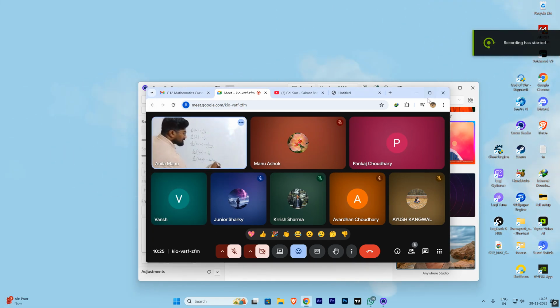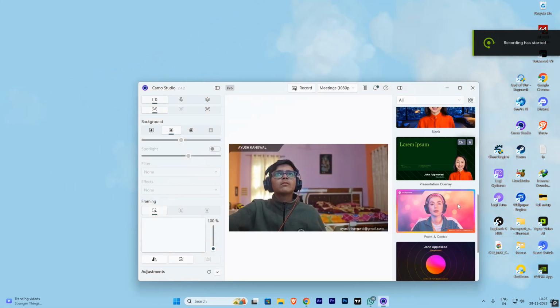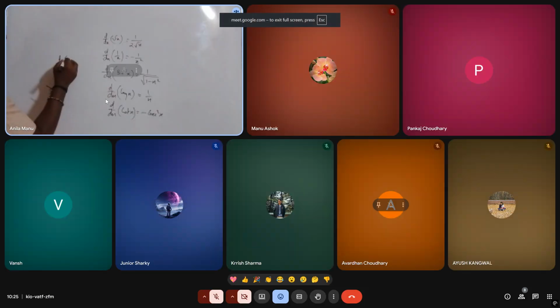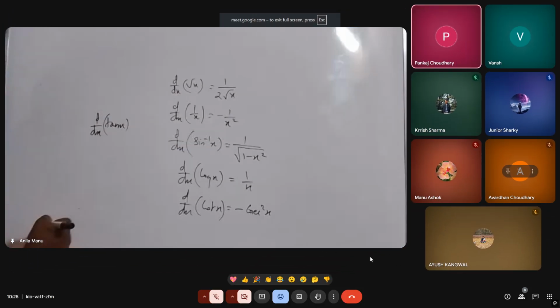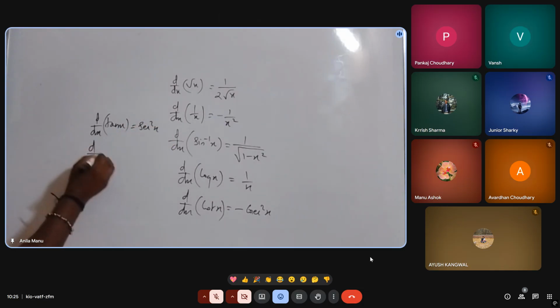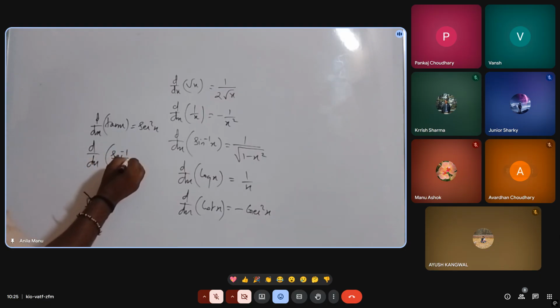Cosec square x minus cosec square x. Okay. What is d by dx of tan x? Sec square x. Okay. Then what is d by dx of sec inverse of x?